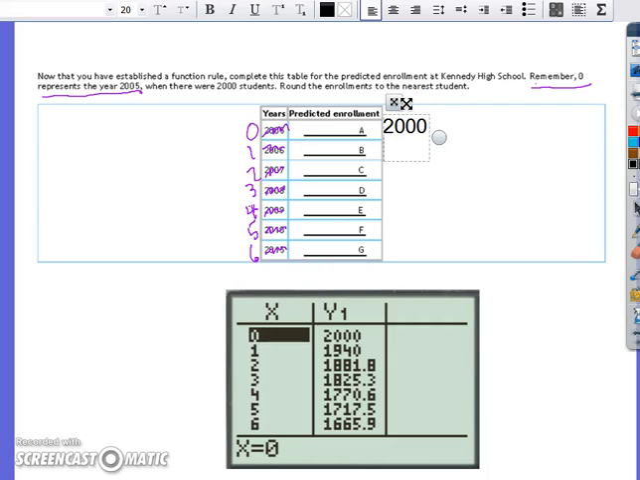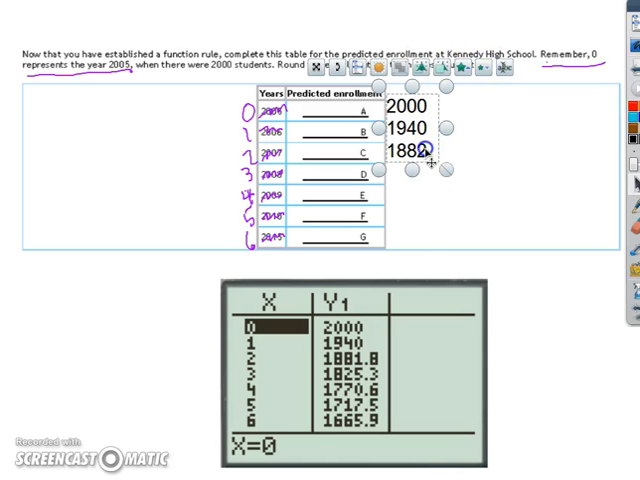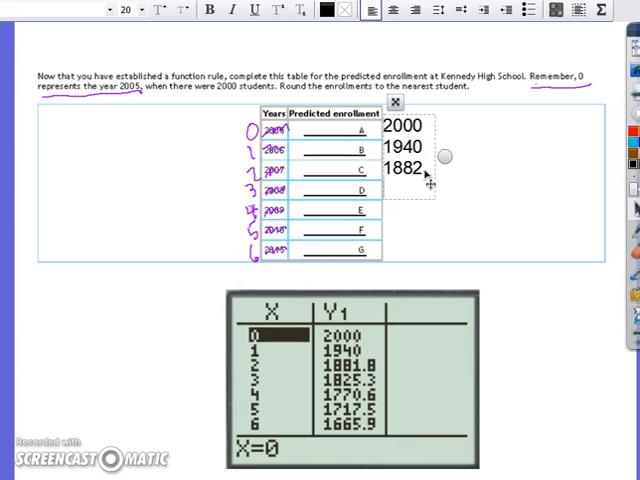It goes 2,000 to start with, and then the next one is 1940. And now I need to start rounding, so 1882. Let me change my size here. That's a little bit better. And now I'm looking at this number here, 1825.3. 0.3 is smaller than 0.5, so I round that down. 1825. And then 0.6 I round up, 1771, 1718. This one's close. 0.5 is exactly half, and I'm rounding that one up. And 1666, because 0.9 is very close to a whole number.